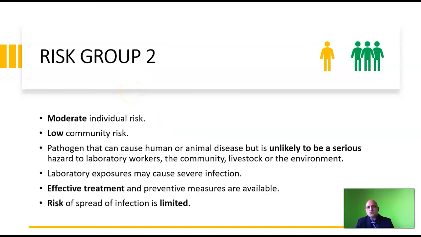Risk group 2 comprises biological agents that pose a moderate individual risk and a low community risk. Pathogens that can cause human or animal disease but are unlikely to be a serious hazard to laboratory workers, the community, livestock, or the environment are categorized under risk group 2.